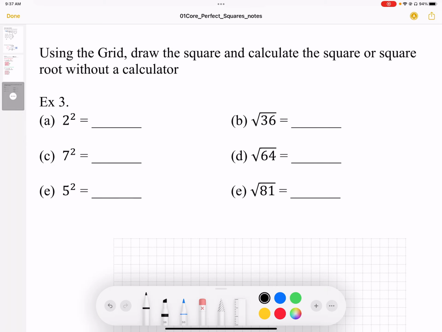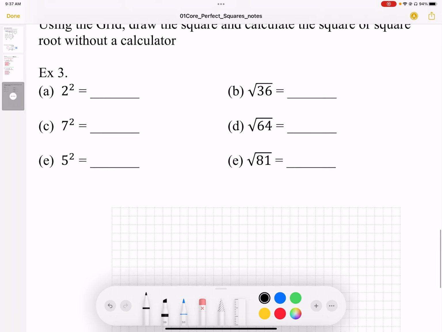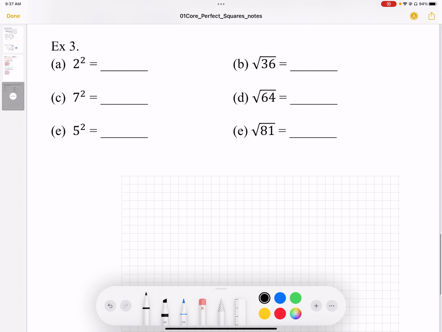So using the grid, we're going to answer these questions. So I have A is 2 squared. What does that mean? It means my answer is going to be square area. So when I draw this, the 2 represents the side length. So I'm just going to maybe highlight this in red.